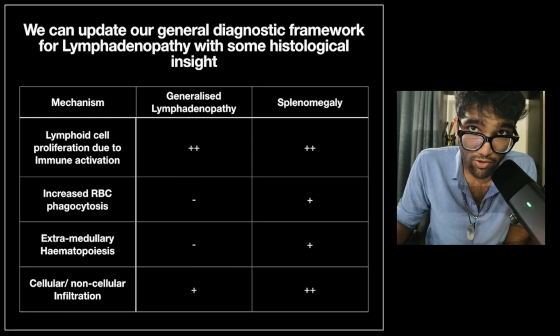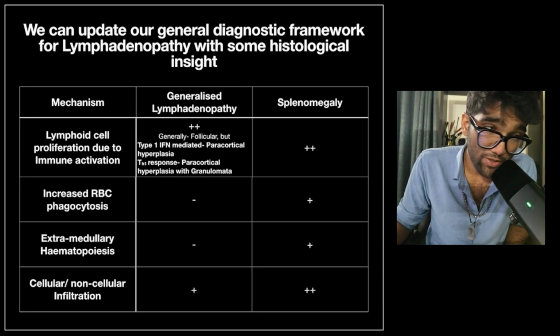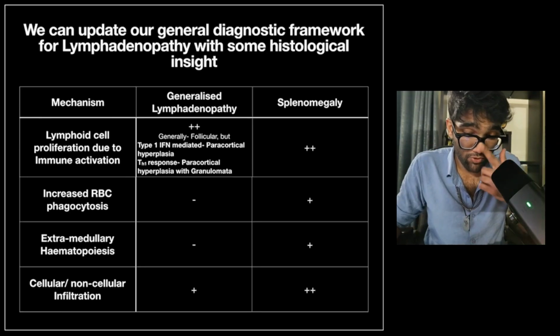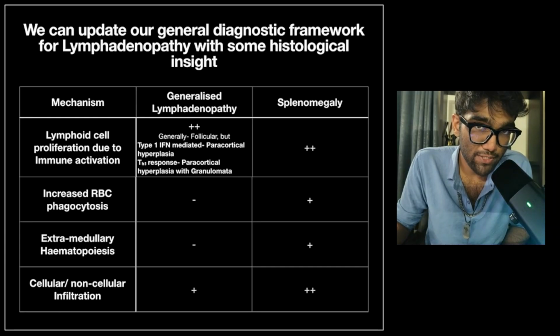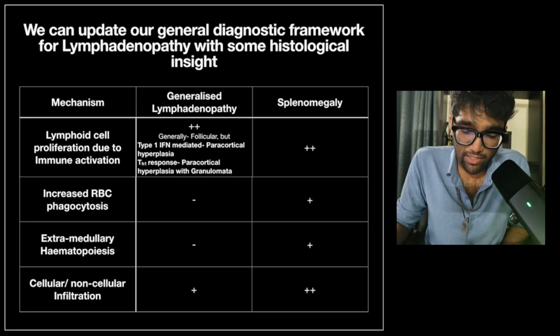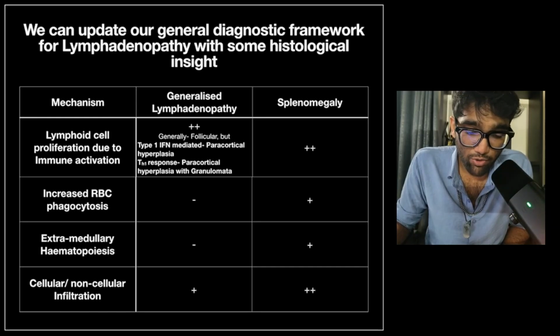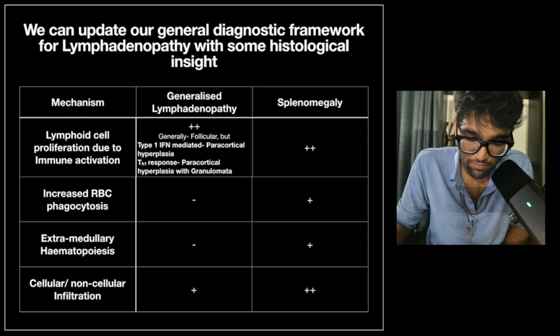So, how can we update this now with this deeper understanding of the histological changes that happen? Let's see what we can do. So, yes, there is lymphoid proliferation, but what kind of lymphoid proliferation? Off the top of my head, I would say follicular hyperplasia is to be expected. But if there is significant type 1 interferon production, I would also expect, like in SLE or Kikuchi-Fujimoto, paracortical hyperplasia. If there are granulomata that are formed, then I would also expect the paracortical regions to have granulomata. The archetype of this would be sarcoidosis.